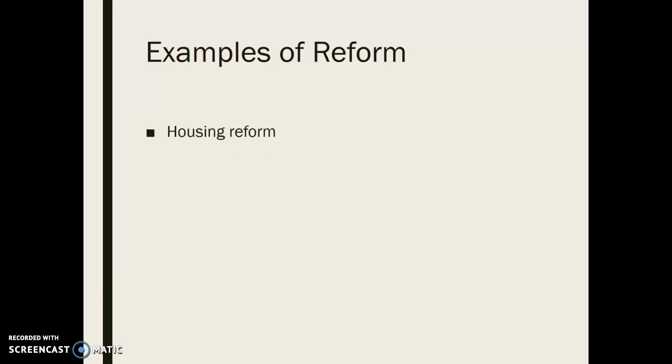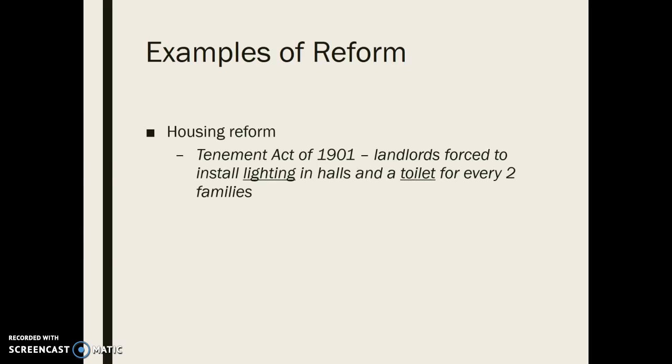All right, some other examples. Again, housing reform was a big area of need. A city like New York passed the Tenement Act of 1901. Landlords were forced to be accountable for the safety, the health, the well-being of their tenants. Not, you get a cold, you're not going to get a landlord in trouble, but dangerous conditions, that's certainly something that can be fixed. Making them install lighting and plumbing and toilets for at least every 2 families seems like the least they could do, but that's progress. That's the government holding people accountable.